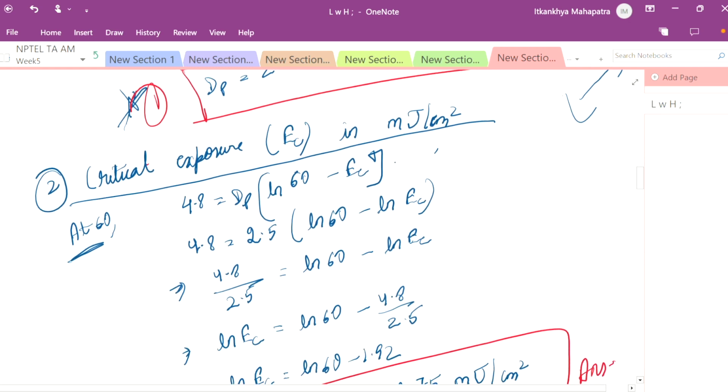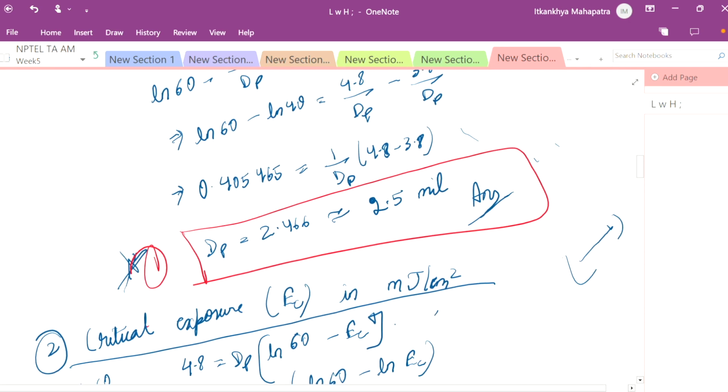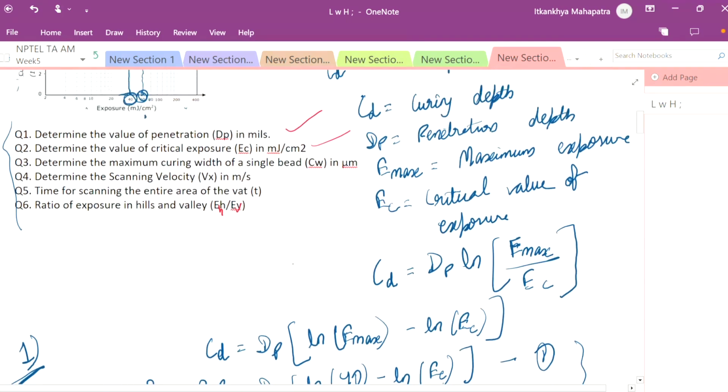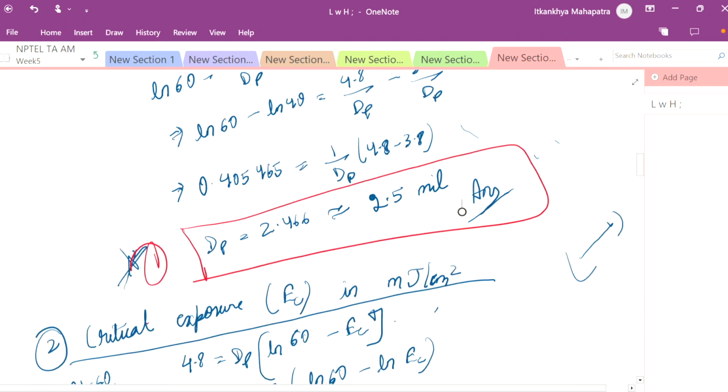Even if you suppose you take an EC of 60, 80, 60 and 80, accordingly your answers will vary.